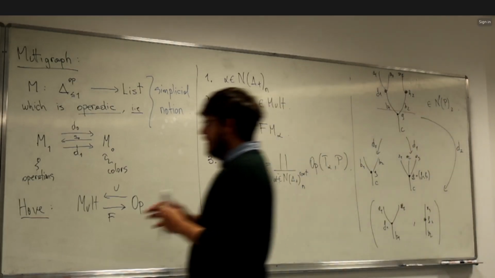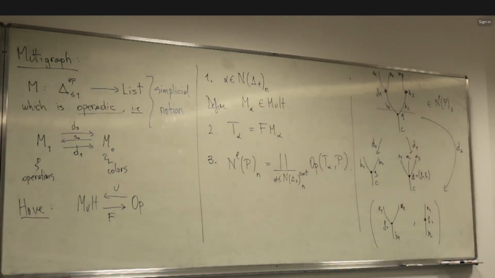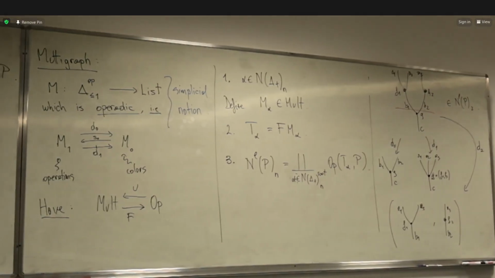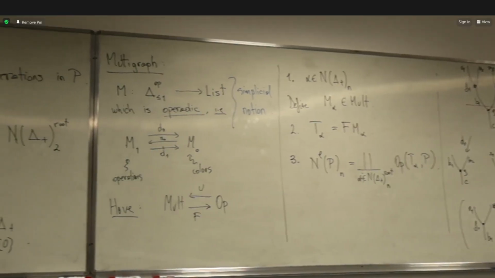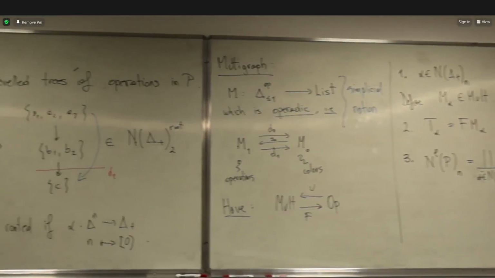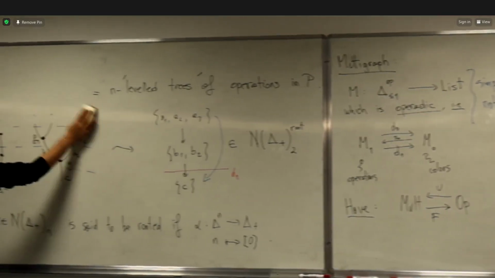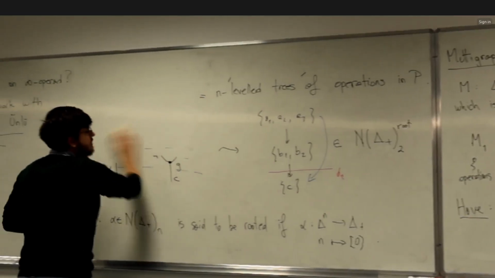So let me just quickly restate the nerve theorem and just very quickly tell you how it works. Just a brief sketch of the proof.